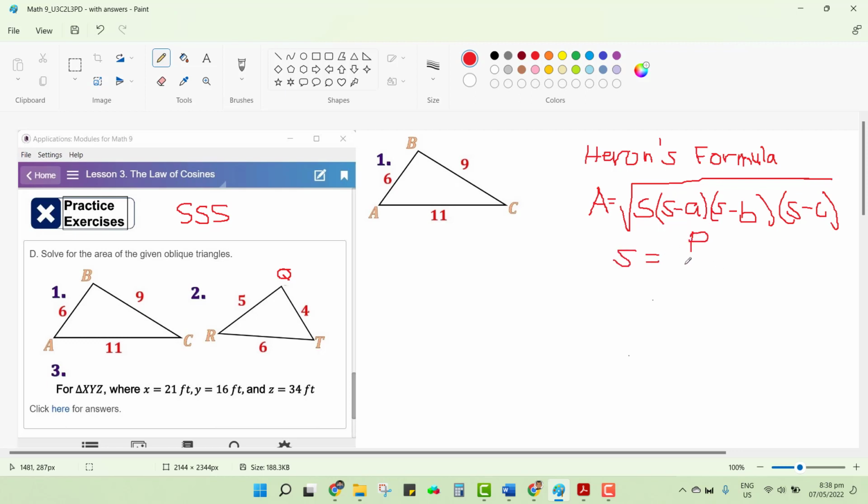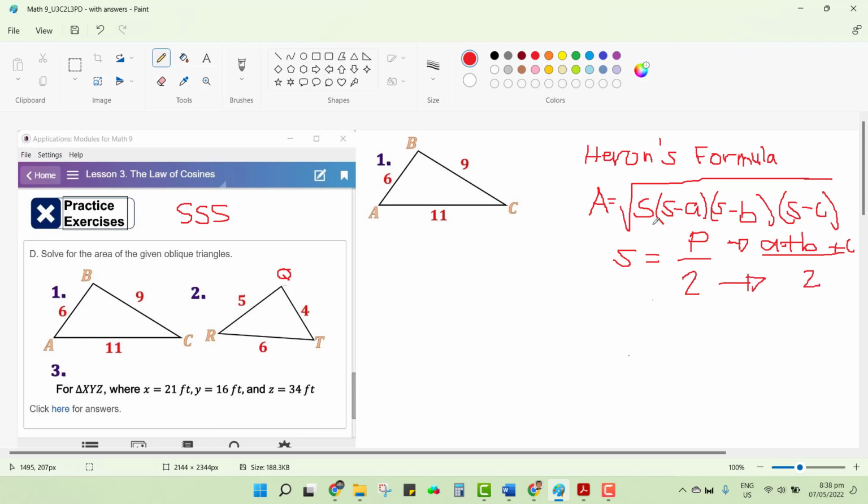perimeter of the triangle divided by 2. This is constant, okay? This is constant. It's not divided by 3, it's not averaging, but it's just simply the perimeter divided by 2. As we all know, the perimeter is the sum of all sides, which could also be represented as A plus B plus C, all over 2, for the formula for the S here.